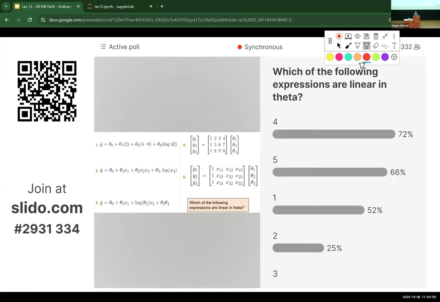Let's take a look. You're saying 4 and 5. 4 and 5 are obvious because they take exactly the same form as our linear regression, right? They have a matrix that is multiplied by a vector of all of those theta values that I have. But we can go and take a look at 1, 2, and 3 and see which of them are linear in theta and which are not.